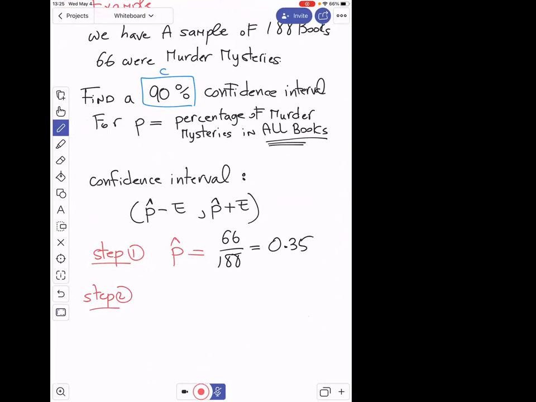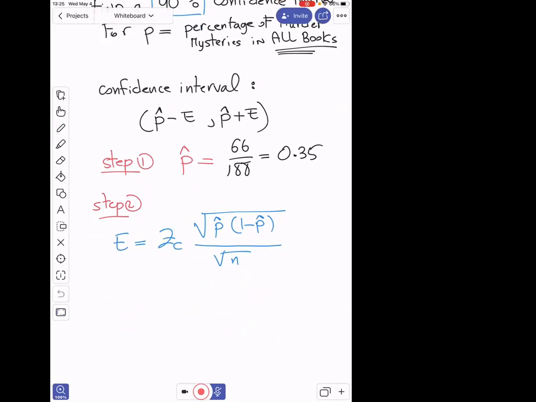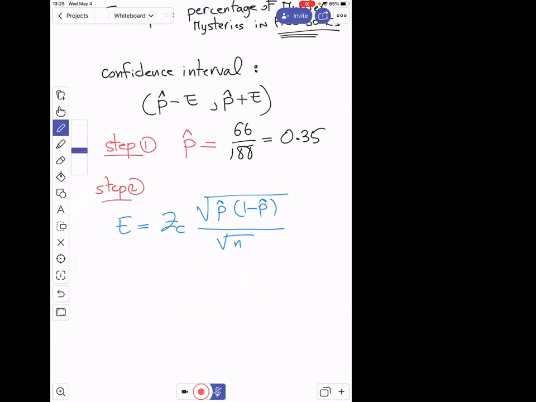And then as a second step, we are supposed to compute this error E. We said it's Z subscript C times square root of P hat times 1 minus P hat, and then you divide by square root of N. Of course, the N is the size of the sample. We have 188 books. That's the size of the sample.